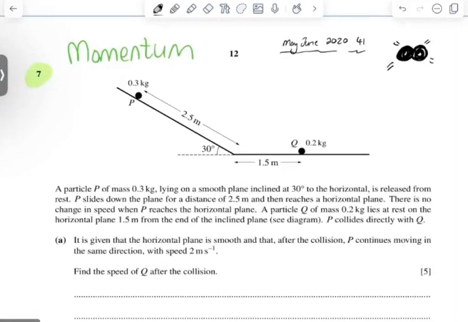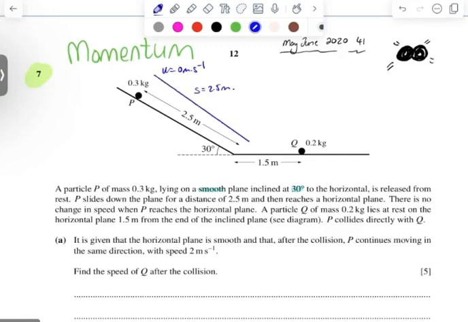There's a part A and a part B. If we look at this, we have a particle P of mass 0.3 kg lying on a smooth inclined plane at 30 degrees to the horizontal. It is released from rest, so we know that it started at rest. It slides down the plane for 2.5 meters, from the top to the bottom.